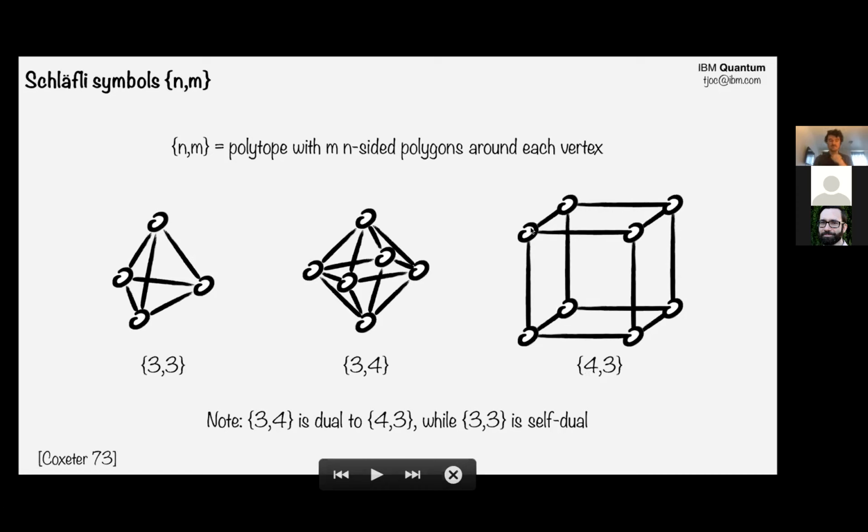That's a cube. And something that's really nice, a nice feature of these Schlafli symbols, is that you can derive the dual of a given object by just reversing the order of the labeling of the Schlafli symbol. So octahedron is dual to the cube and vice versa, while the tetrahedron is self-dual. Okay, so this is going to be something that we're going to use later in the talk, and this is true generally.